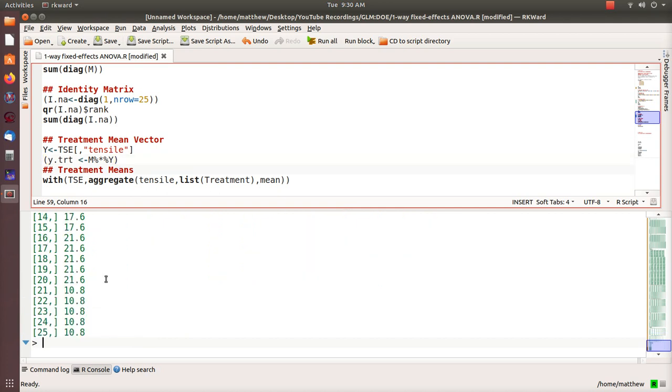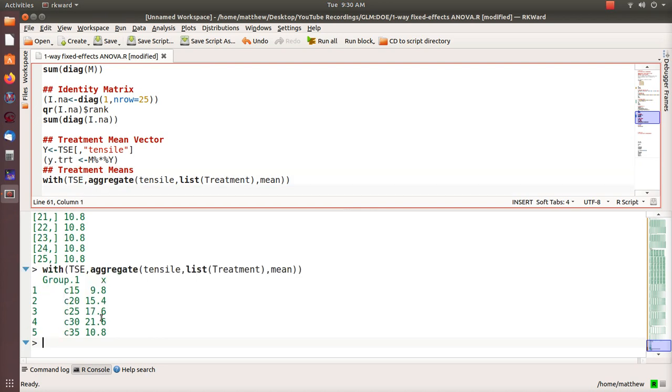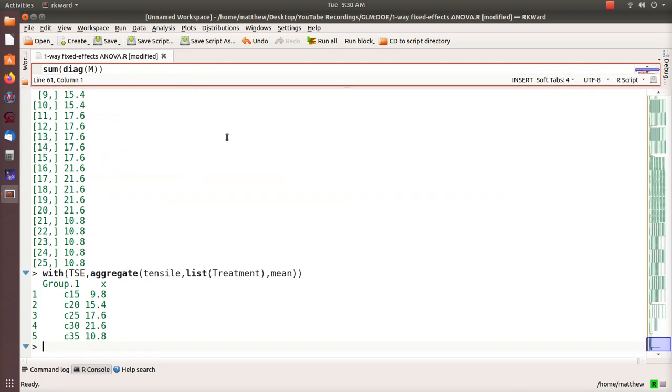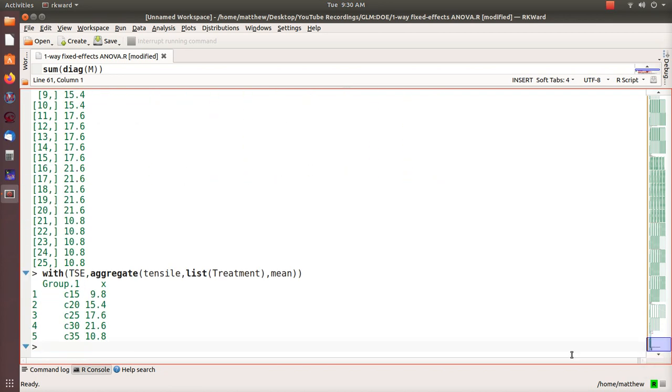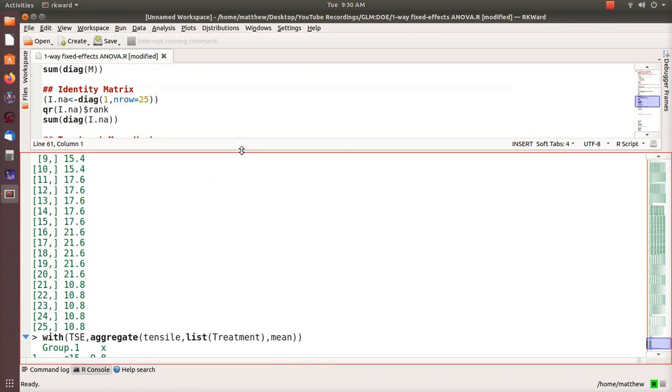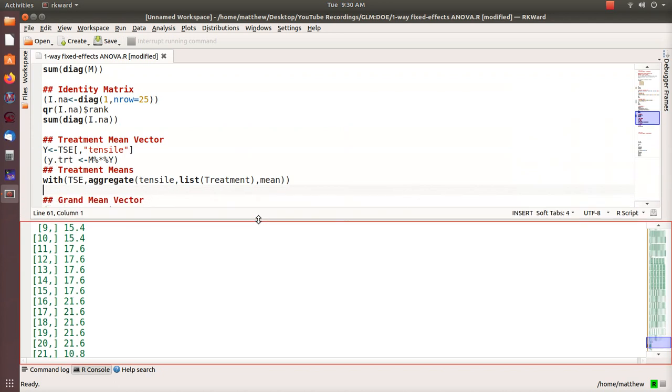And so the result's down here, but I also want to print out the means of each group and show you M times Y. We call it the treatment mean vector. So notice the mean tensile strength in 35 is here. Mean tensile strength of 30 is the next group or cluster, and then it's 17, and then it's 15, and then it's 9. So that does create a mean vector in a unique format, and so it's actually important to understand that.